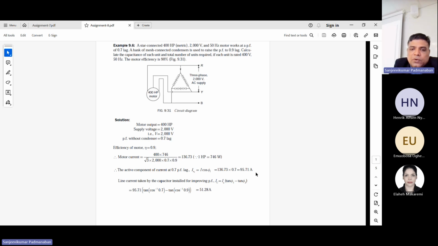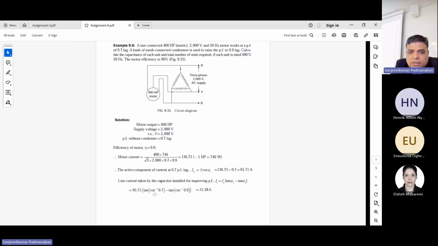Okay. Now I'm going to calculate the line current taken by the capacitor. So I have the capacitors, you can have a look. I have to calculate the current for the capacitor installed for improving the power factor. So how to calculate that one? IC equal to IA into (tan phi 1 minus tan phi 2). So how to do that? IA is already calculated, 95.71 ampere.